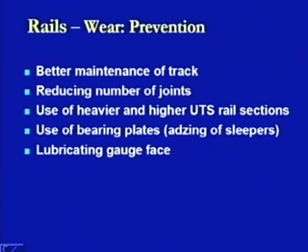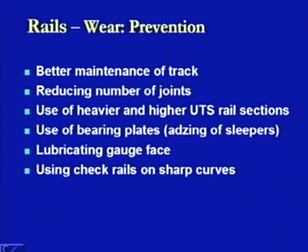Lubricating the gauge face is another way by which the wear can be prevented. Using check rails on sharp curves. The check rails are additional rails which are provided inside of the main rail section, and they help in controlling the lateral oscillations of the rolling stock. So, this is another way by which we can prevent the wear, because it will reduce the striking of the wheel flanges on the side of the rail.